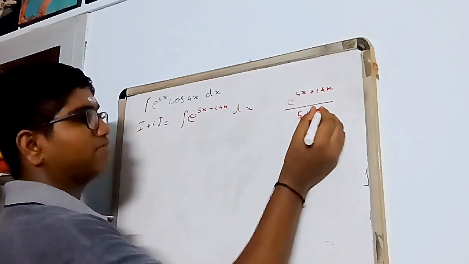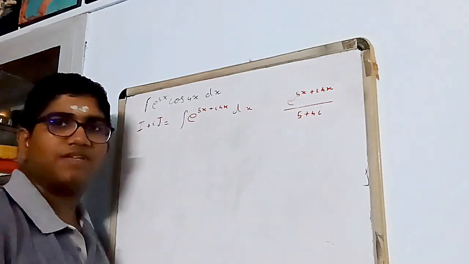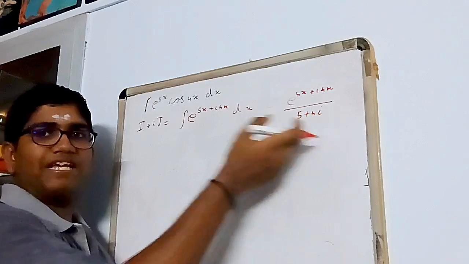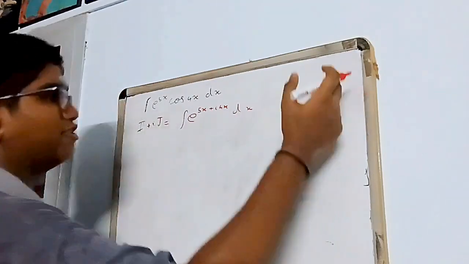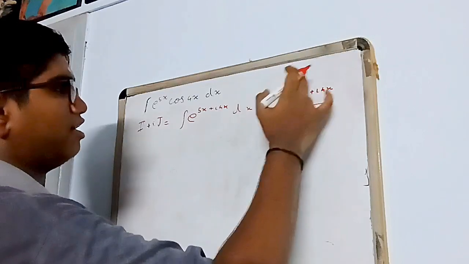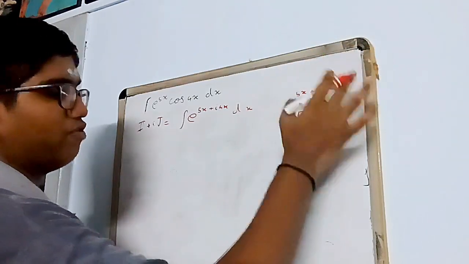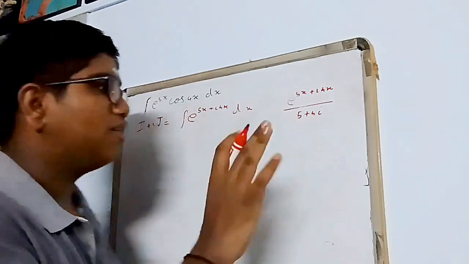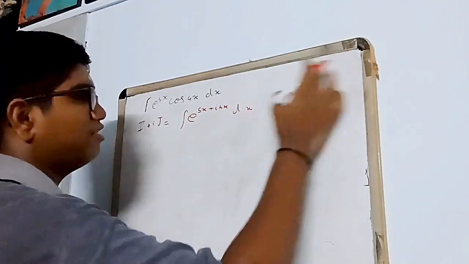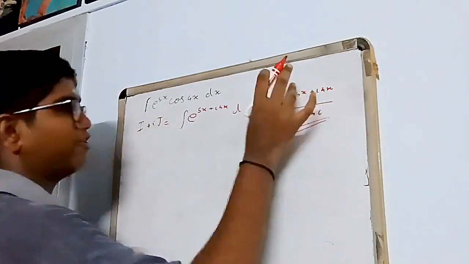Right. Most of us know how to solve the exponential integral, so I am not elaborating over that, so that I don't consume so much time. So e raised to 5x plus i4x by 5 plus 4i. I am ignoring the constant of integration right now. We will come to that last. Right now I am just focusing on this unique method of solving the question.